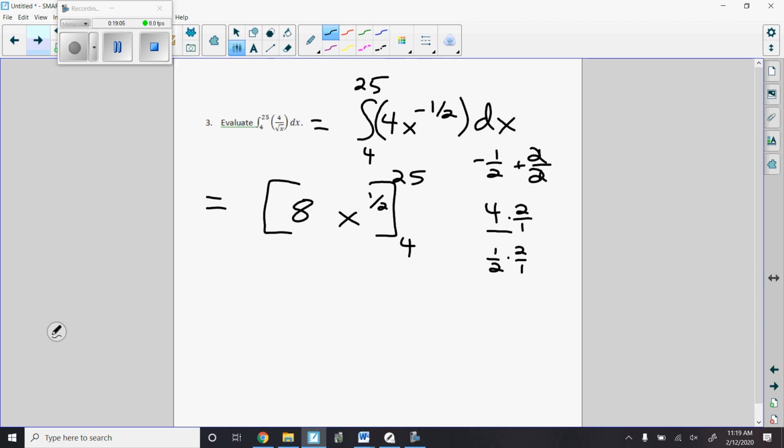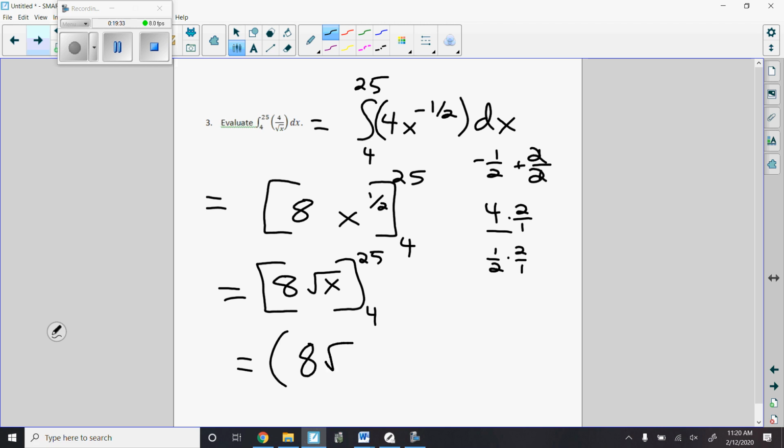Okay, I'm going to do one more rewrite here before I get the final answer, because in terms of evaluating, it's easier for me to evaluate with square roots than with rational exponents. So x to the half means square root x. I'm just going to make that rewrite there. So now I can plug in, and I'm going to have 8 root 25 minus 8 root 4.